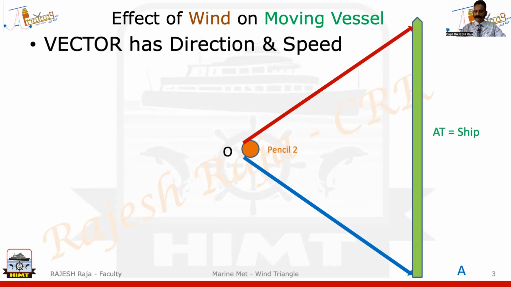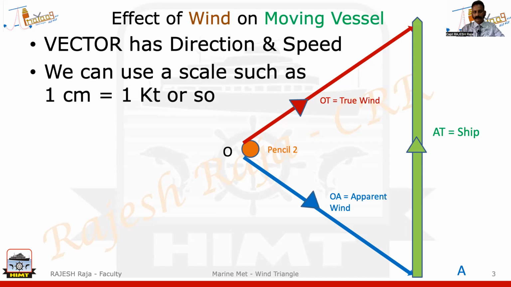Your AT, which was the pencil number 1, is the vessel's course and speed with the direction as well as distance. Then you will see the maroon color component of the rope is called the true wind part of it, and the blue is your apparent wind part of it.